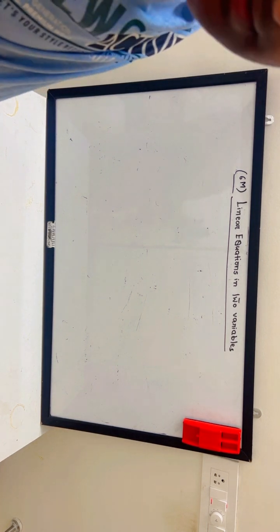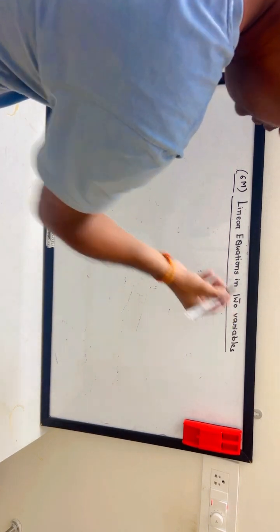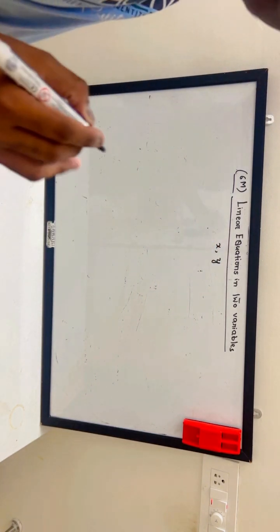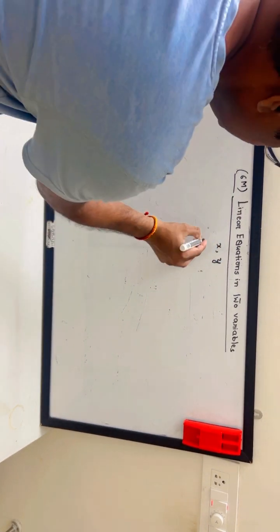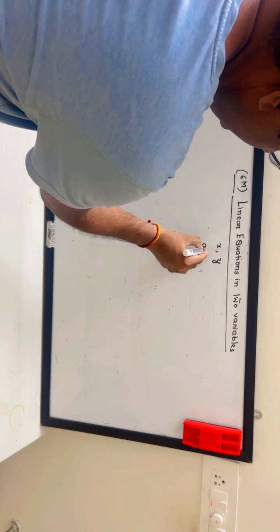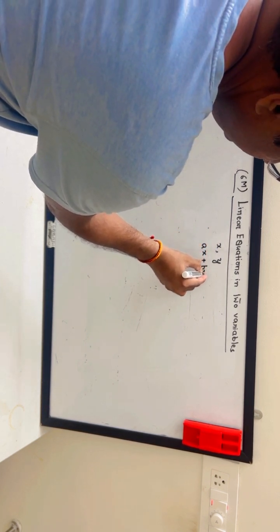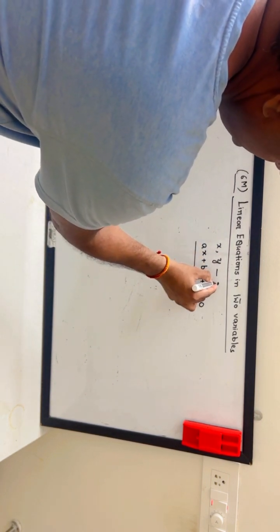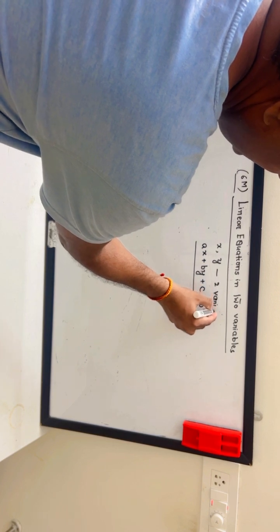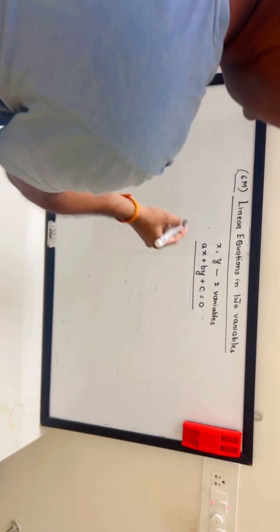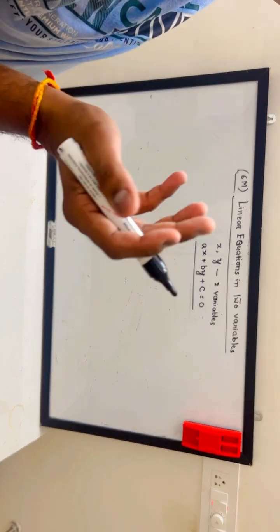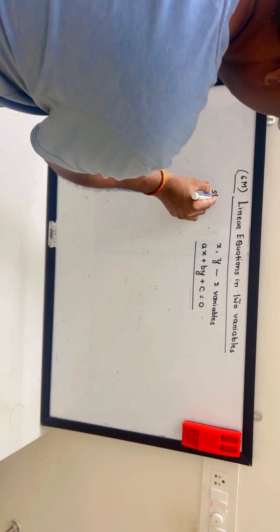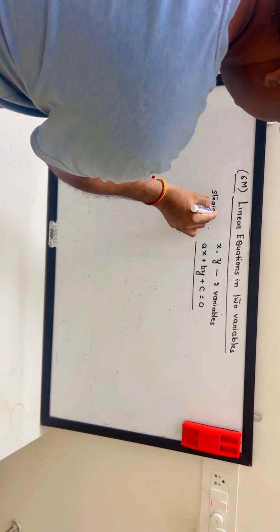First of all, what do you mean by linear equation? A linear equation can be represented like this in two variables. Let's say x and y are your two variables. Variable means they can have any value. So the linear equation is in the form of ax plus by plus c equal to 0. This is the linear equation in two variables. And the linear equation is nothing but a straight line. If you draw it on a graph, it becomes a straight line.